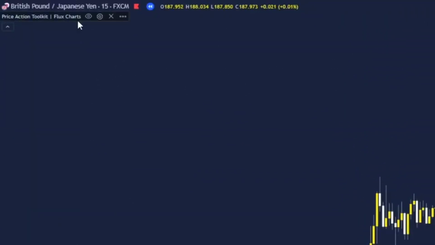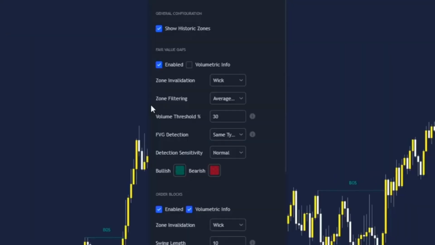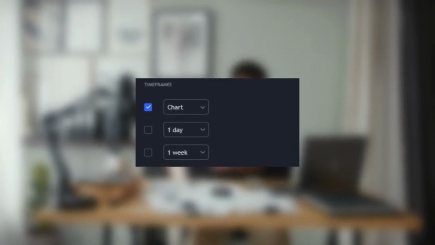And if you open the settings, you can also see here that you can choose between candle closures or wicks above or below the zone. There is also a feature to view these fair value gaps on higher time frames. So if you trade multiple time frames, this is an awesome feature to have.